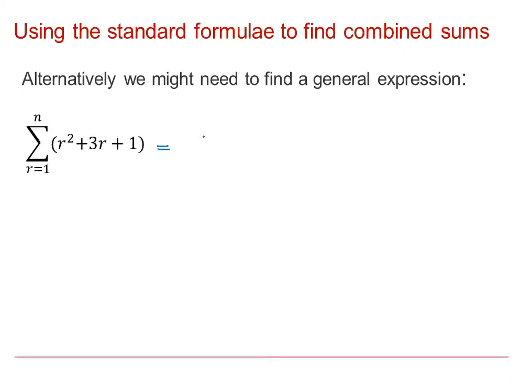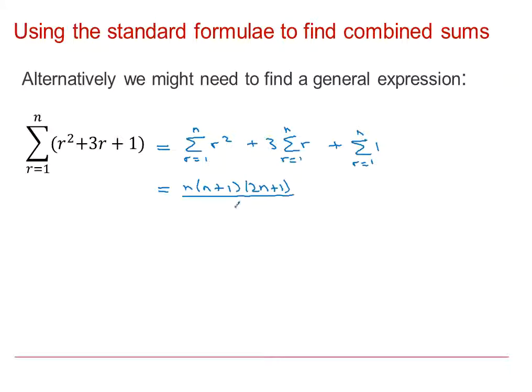So again, we can still break this up into 3 separate summations. So it's the sum of r squared from r equals 1 to n, 3 times the sum of r from 1 to n, and lastly the sum of 1 from r equals 1 to n. So now when we quote our formula, the sum of r squared will be n times n plus 1 times 2n plus 1 over 6.